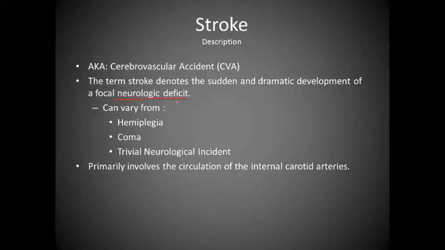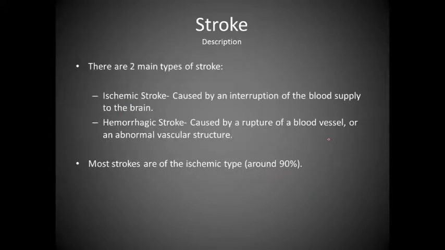And we see that strokes primarily involve the circulation of the internal carotid arteries. So typically we're looking for the internal carotid arteries, and there being an abnormality somewhere in those. There are two main types of strokes. Many times we get it totally wrong and we think that there is just one type of stroke.